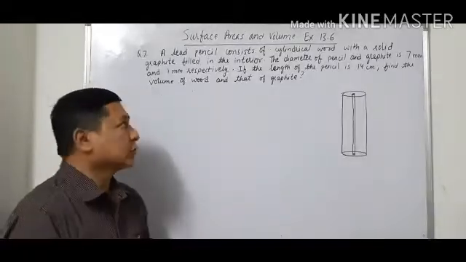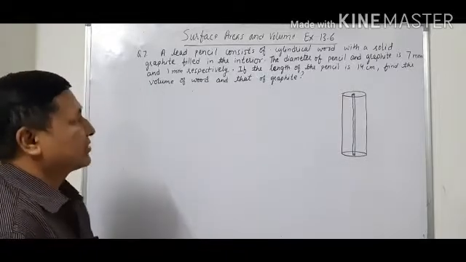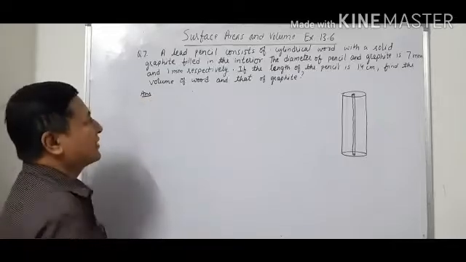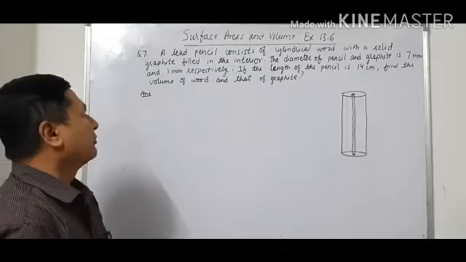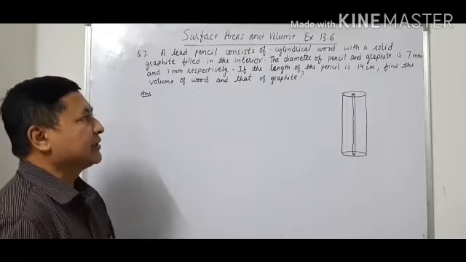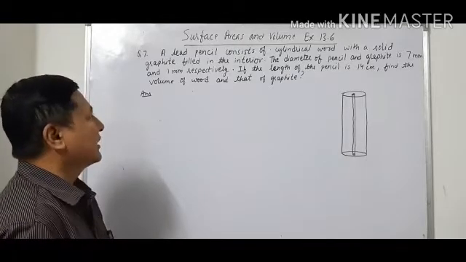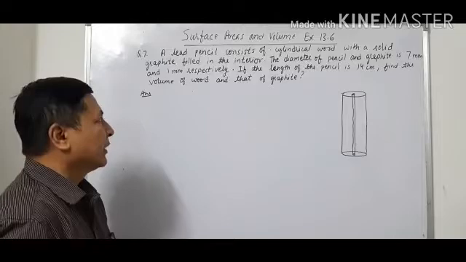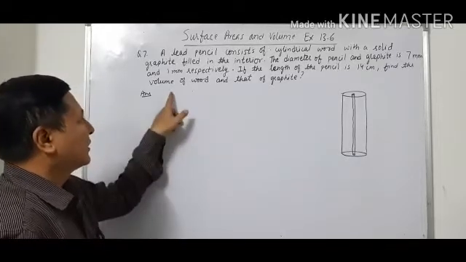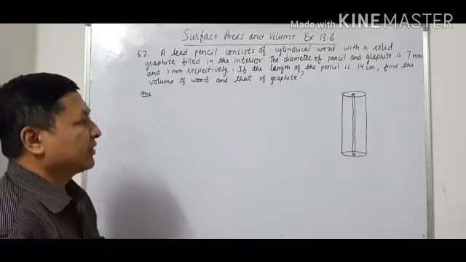Now let us solve question number 7 of exercise 13.6, and the question is: a lead pencil consists of a cylindrical wood with a solid graphite filled in the interior. The diameter of the pencil and the graphite is 7 mm and 1 mm respectively. If the length of the pencil is 14 cm, find the volume of the wood and that of the graphite.